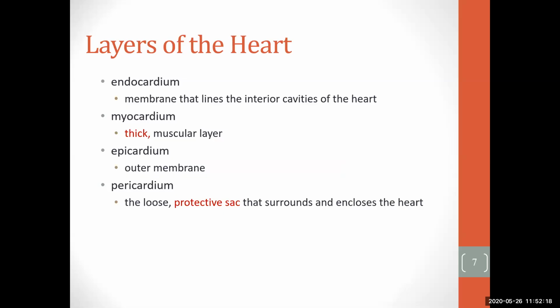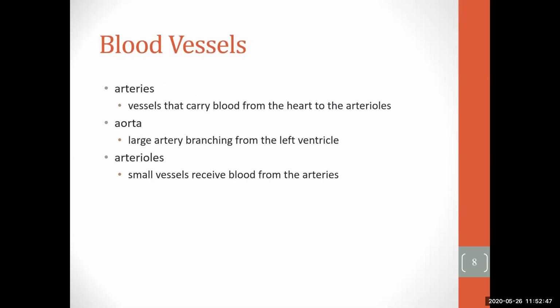The heart itself has layers. So those layers are three. The endocardium is the membrane that lies in the interior cavities of the heart, and the myocardium is a little bit thicker. It's the muscular layer, and the epicardium is the outer layer. Those are the three layers, but there's also a protective sac around that called the pericardium. It's pretty loose, and it surrounds and encloses the heart, helping protect it.